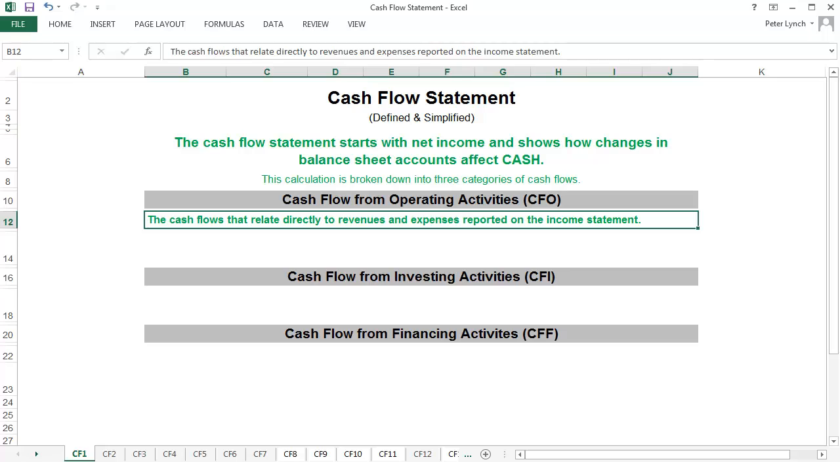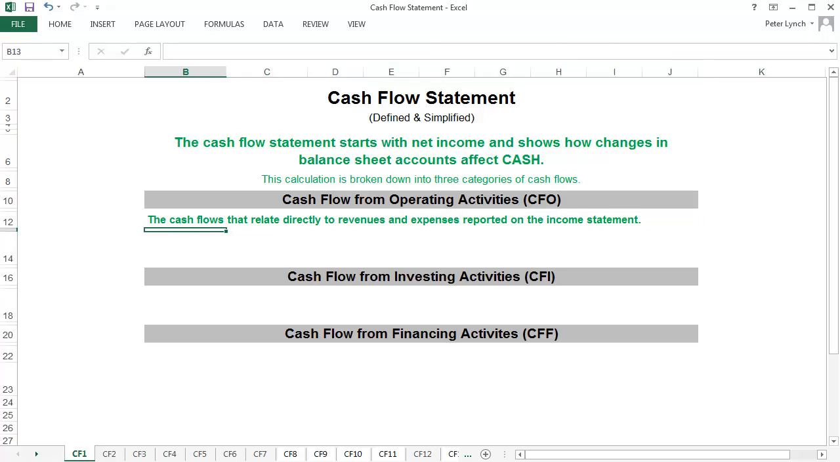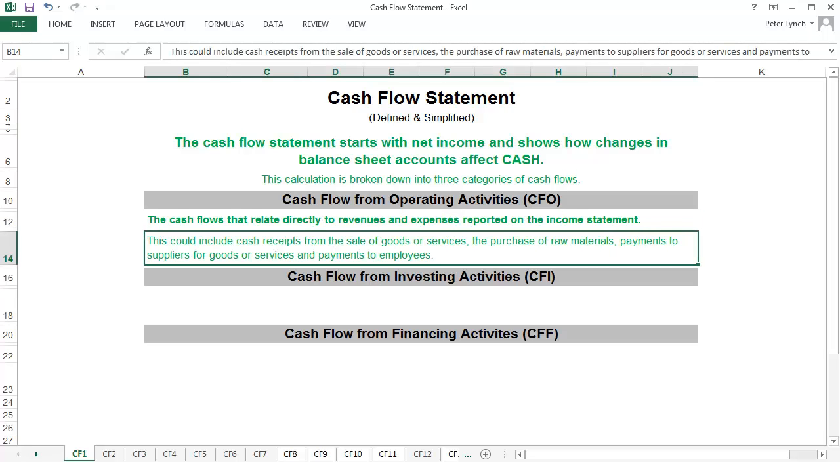These are the cash flows that relate directly to revenues and expenses reported on the income statement. You can think of this as cash receipts from sale of goods or services, the purchase of raw materials, payments to suppliers for goods or services, and payments to employees.